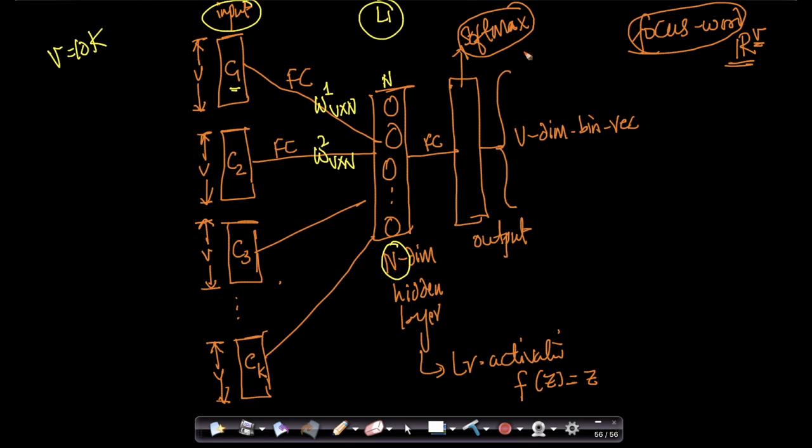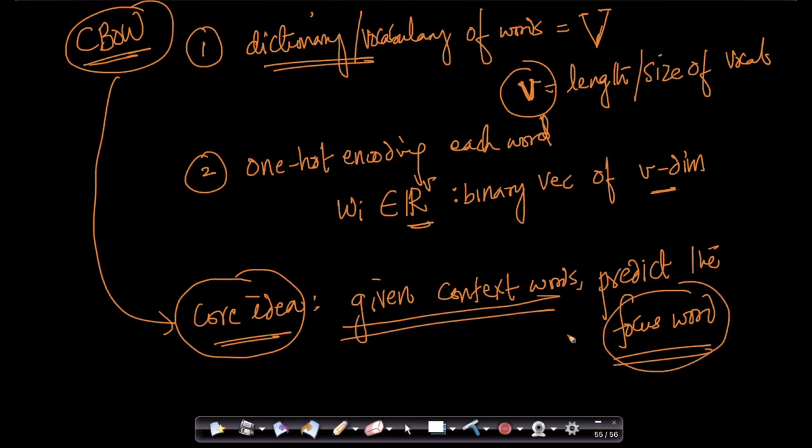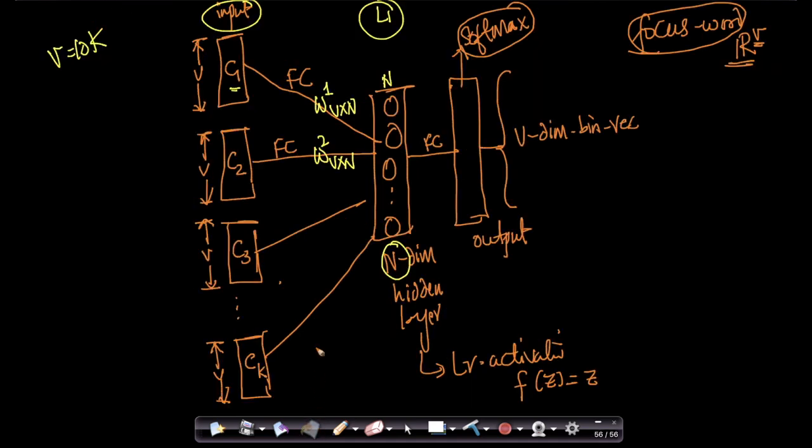So you can think of this problem of predicting a focus word as a multi-class classification problem, isn't it? Because you're trying to predict one word out of a repository or a collection of V words. So the output word can belong to any one of the V words, right? So this is your architecture.